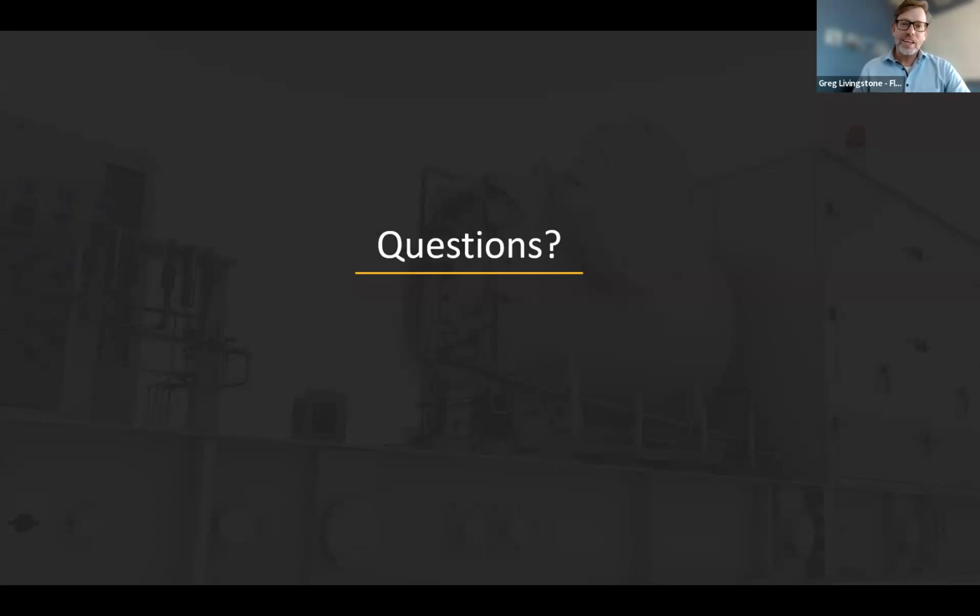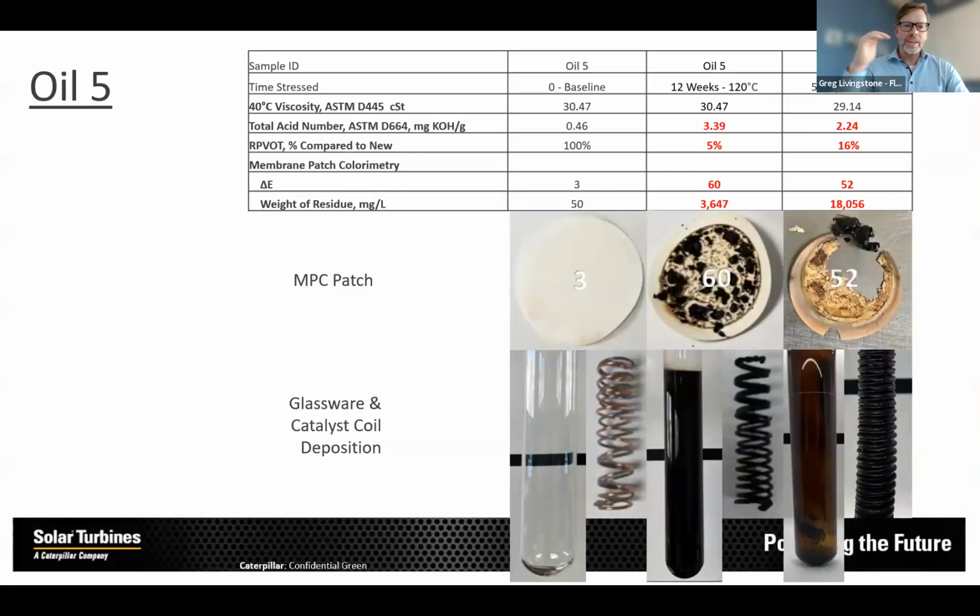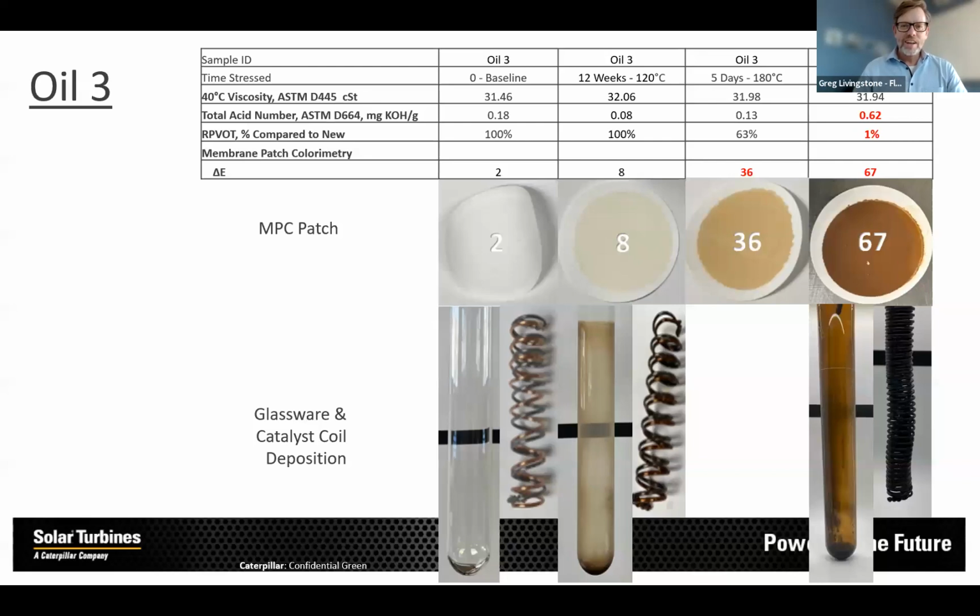Vanda asked a question: interesting to see the TAN decrease at 120 and 180 degrees compared to the new oil. I think she was referring to oil number 3. The acid number went from 0.18 maybe to 0.1 and then to 0.17. Do you have any explanation on what the reason behind that could be?